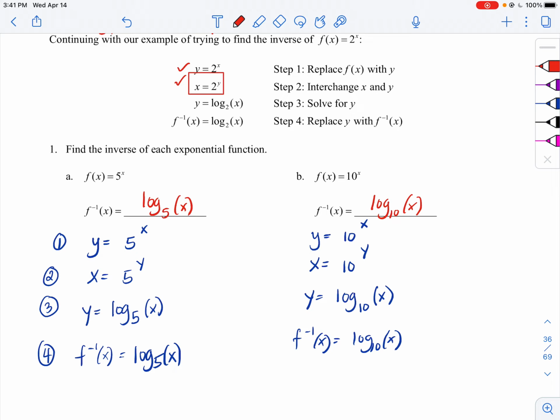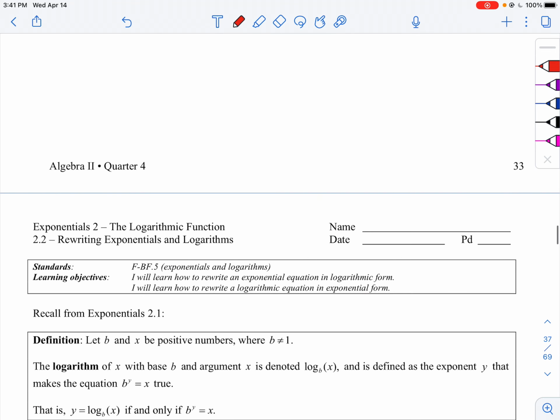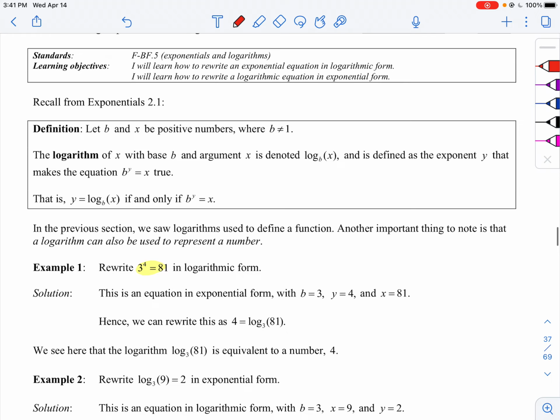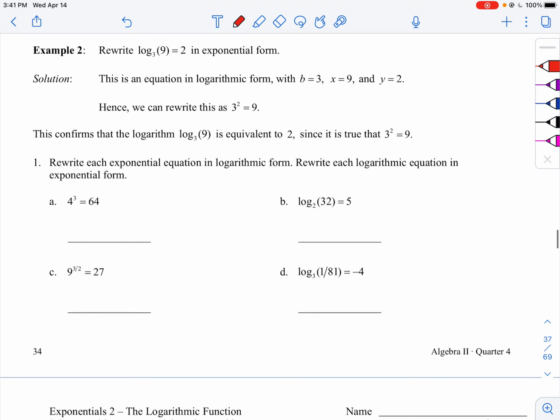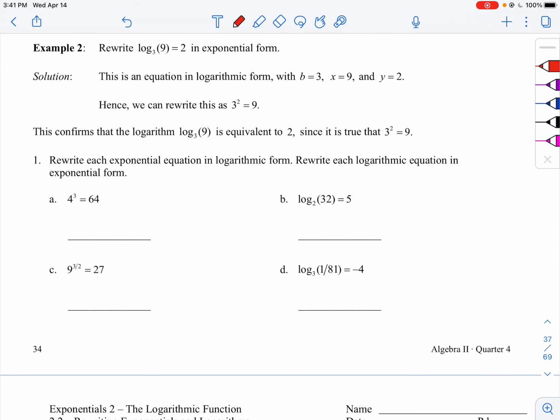Okay, right now I am going to show you what if there is a value for that x. What if the x is not just a variable x, like say that is a 64 or a 20. Let's put in a number to it. Okay, so let's start with over here. Rewrite each exponential equation in log form, and then you're going to rewrite each log equation into an exponential form. So you do it backwards, yeah?